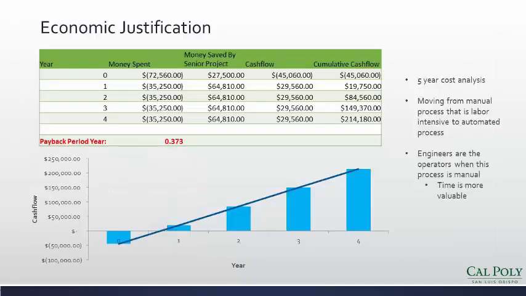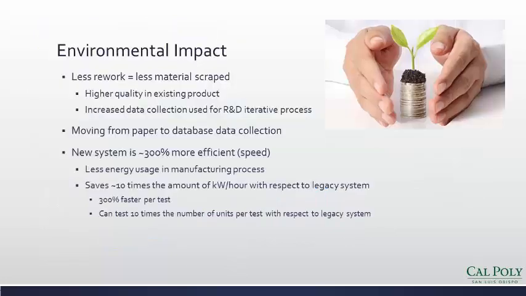When doing an economic justification for this project, a 5-year cost-benefit analysis was performed. This analysis highlights the cost of moving from a manual process that is labor-intensive to an automated process. One thing to note here is that for the old procedure, the engineers were the operators, and thus their time is more valuable, which means the old procedure would cost more.